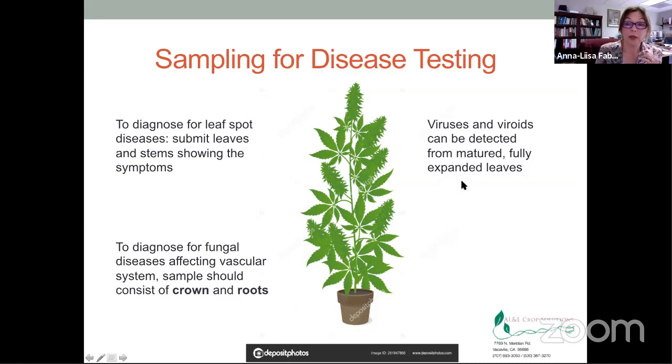Viruses and viroids, however, can be detected from everywhere in the plant, at least from the matured, fully expanded leaves. It is just the way that the plant grows. There is the least amount of virus in the meristemic culture in the tip. So there's often a gradient happening. That's why the younger leaves are not necessarily the best ones.